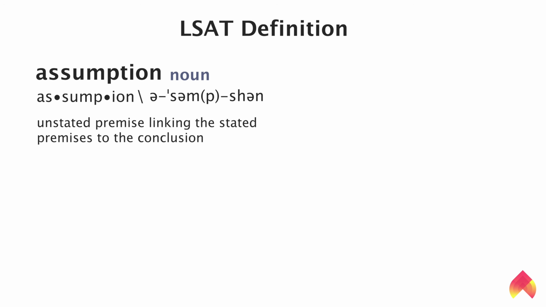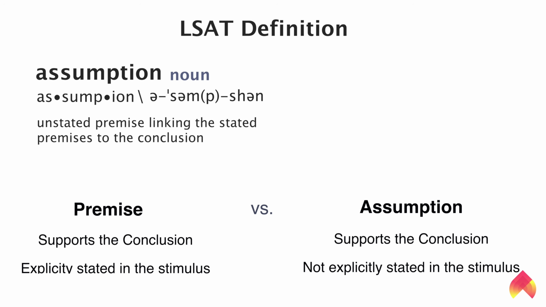The LSAT, however, gives us a pretty strict definition for what an assumption is. It's an unstated premise linking your stated premises to your conclusion. And that's really all it is. It's just another premise, something backing up your conclusion. The only difference is an assumption is not explicitly stated in your stimulus. That is the only difference between an assumption and a premise within the argument.